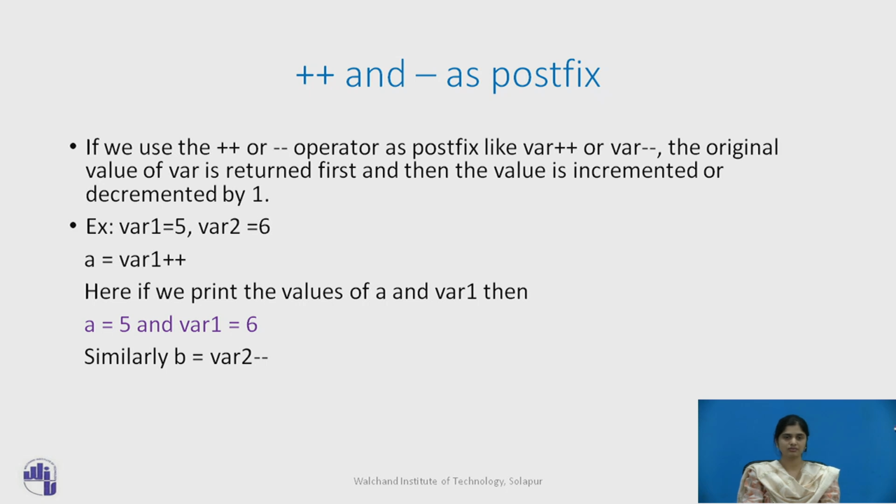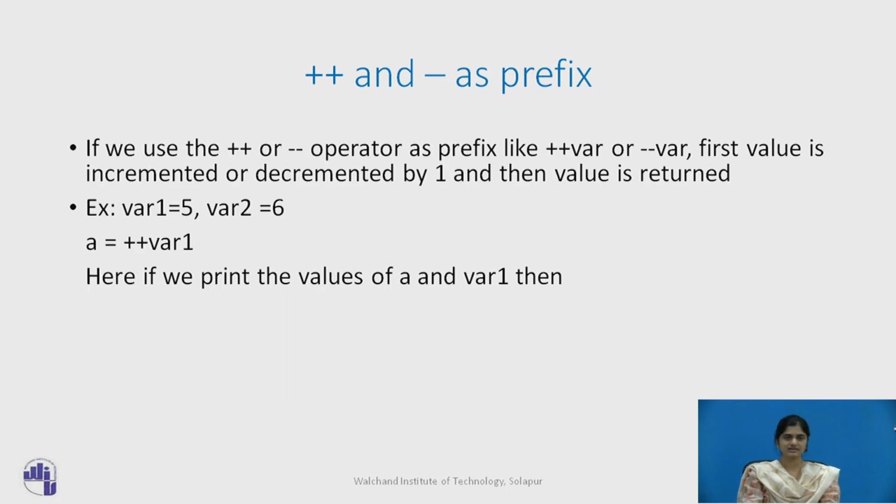So if I perform the operation minus minus on var 2 as postfix, then the students can stop the video and pause the video, and then they can write down the answers, what will be the answer of b and what will be the answer of var 2. Here again we are using minus minus as the post decrement operator. So first the original value of var 2 will be returned to b. So the value of b will be equal to 6, and then var 2 will get decremented, so it will become 5.